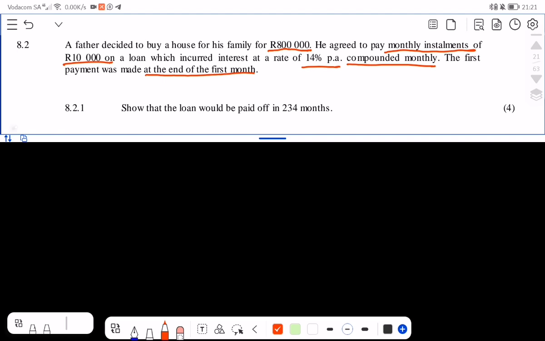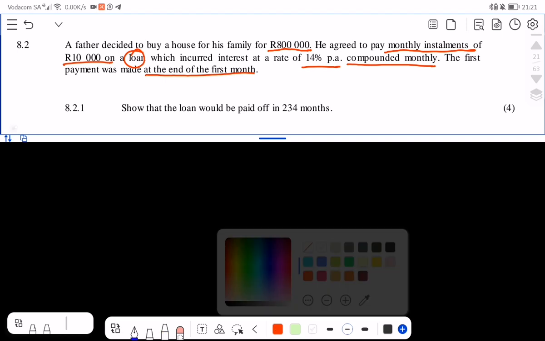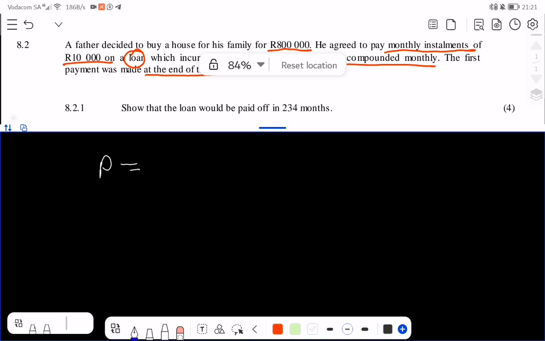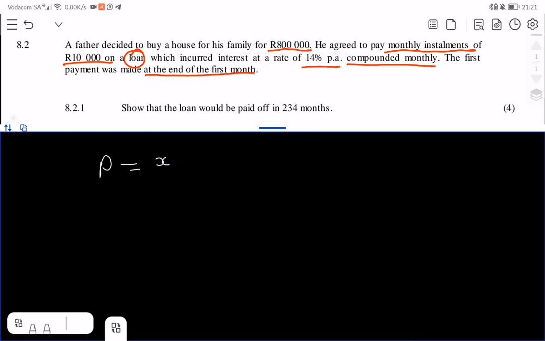If you are dealing with loans, that means present value. So obviously here, just because we are dealing with a loan, we are going to use the present value formula, denoted as P equal to X, square bracket, 1 minus 1 plus I to the power of negative n, everything divided by I. Where P represents the present value and X represents the installment.